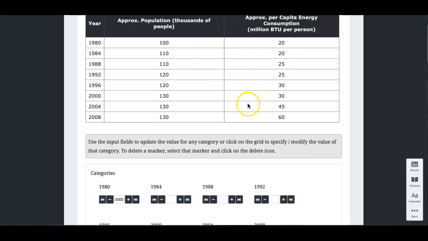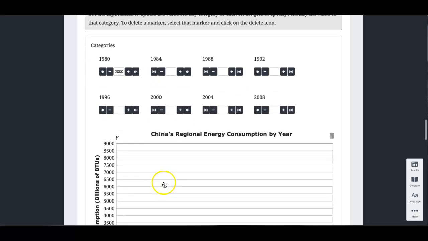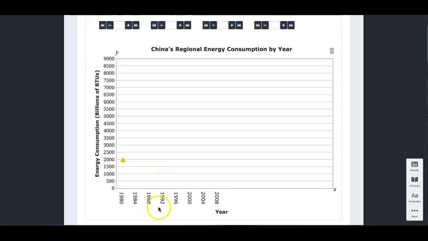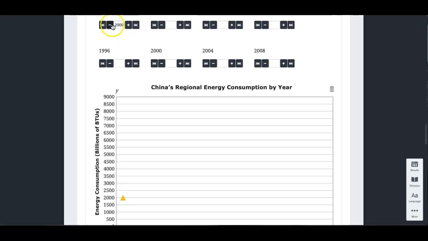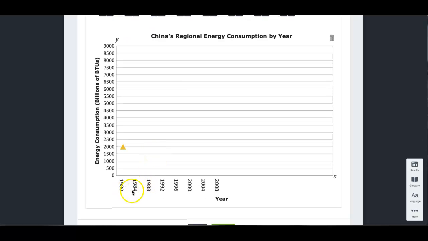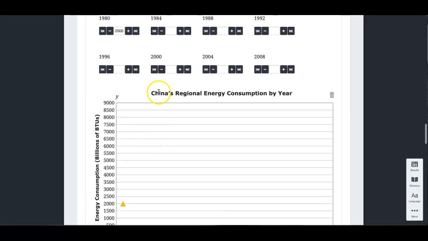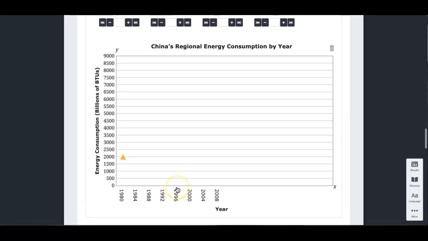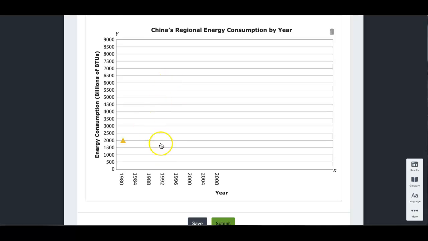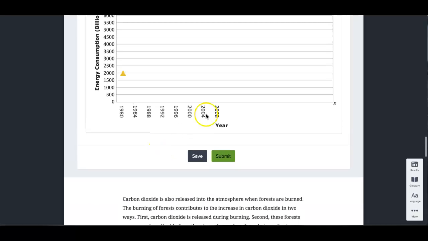Okay, so calculate that, and then once you get these numbers, what you're going to do is graph them down here. Okay, or actually it graphed it for you. So when you put in 2000 there, you can see along our x-axis is the year. It said in 1980, that's how much energy was used in China. So after you add them in here, it's going to add it to this graph here, and you're going to get a sense of what is happening with energy consumption over time. So when you finish that graph, hit submit.